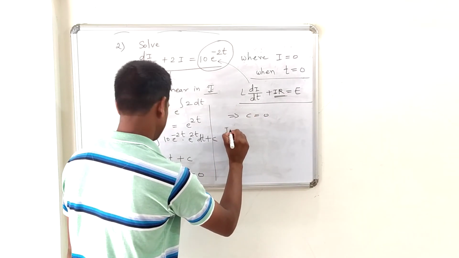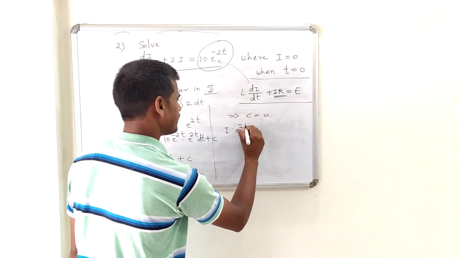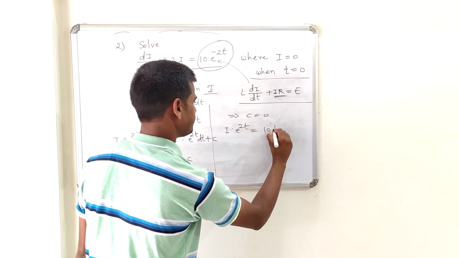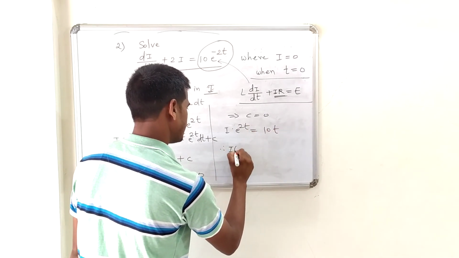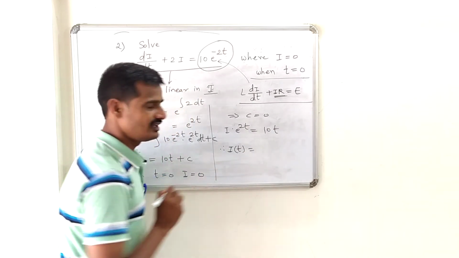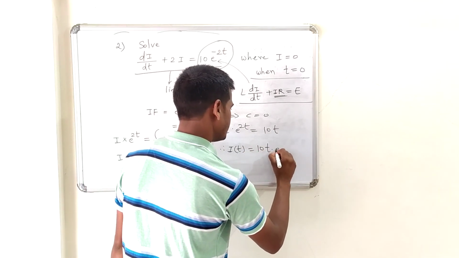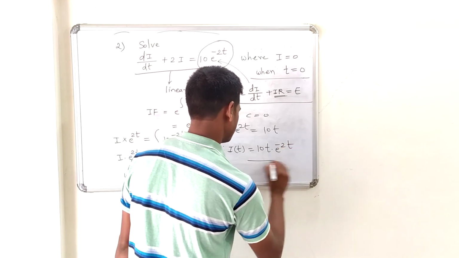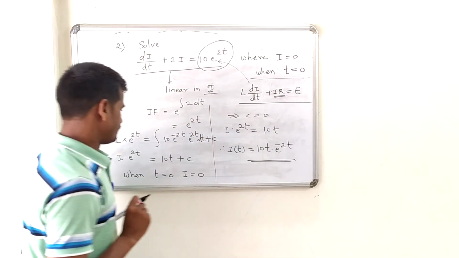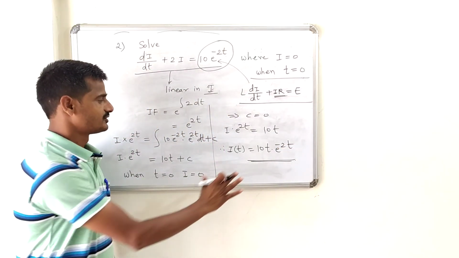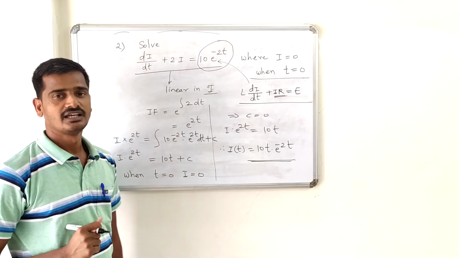Therefore I e^(2t) = 10t. So therefore I(t), I as a function of t, is equal to 10t e^(-2t). So this is the solution of the given differential equation.